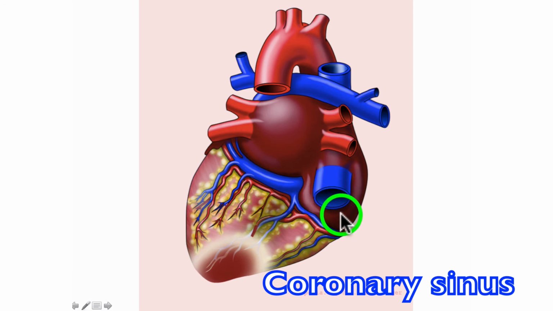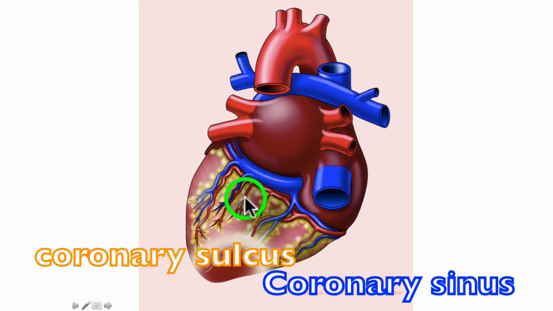So to the right atrium, there are three vessels delivering oxygen poor blood: the superior vena cava, the inferior vena cava, and the coronary sinus. The coronary sinus resides in a depression between the right atrium and the ventricles, between the left atrium and the ventricles, known as the coronary sulcus. So the coronary sinus resides within the coronary sulcus, and this is the coronary circulation.